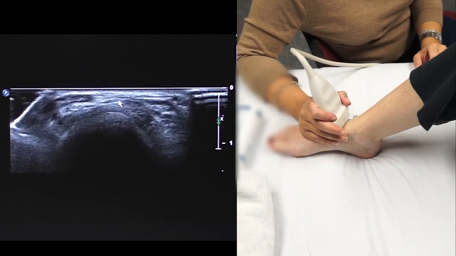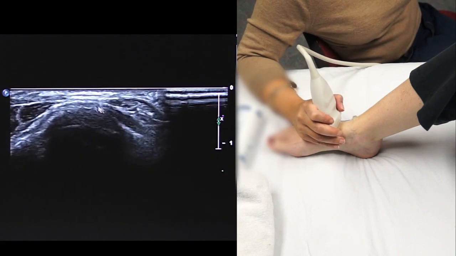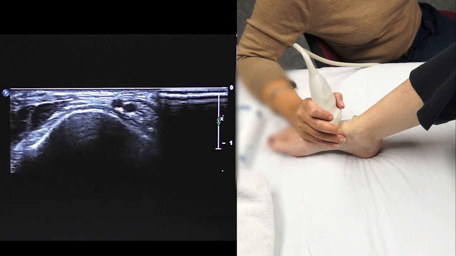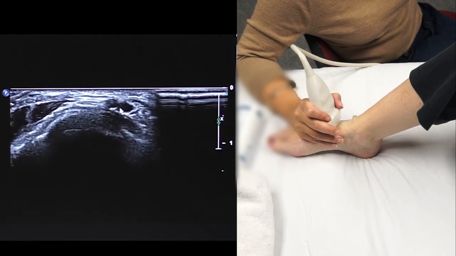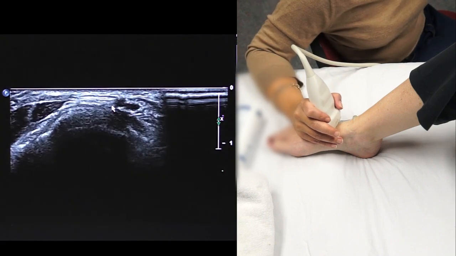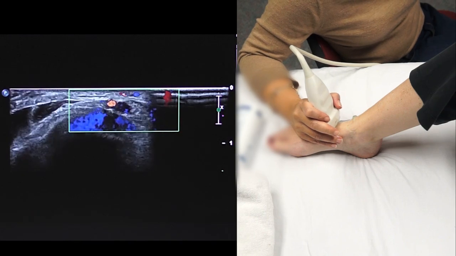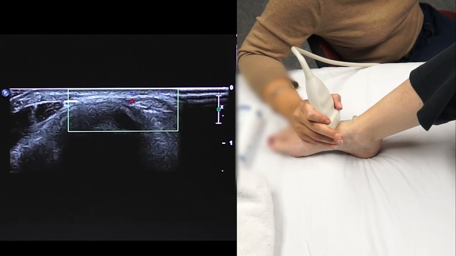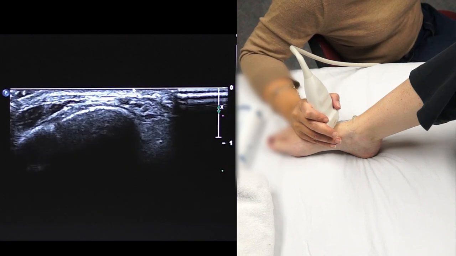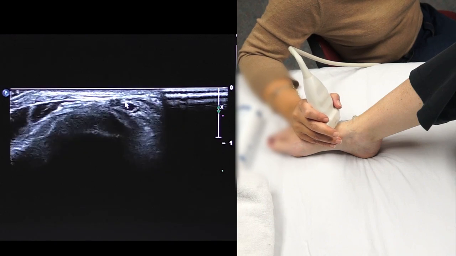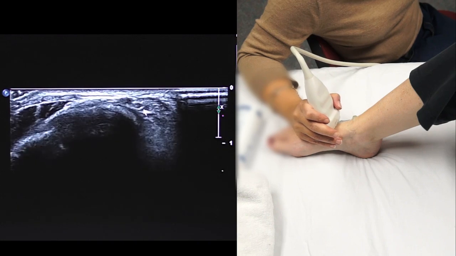Now, sandwiched in between the extensor digitorum and the extensor hallucis is a neurovascular bundle. If you're scanning too hard, you may obliterate the vein, but you do see here there is an artery. You can confirm that with color Doppler. So there's the artery, and there's the vein compressing. But here we are looking at the anterior tibial artery and the deep peroneal nerve, which is right next to or part of this neurovascular bundle.